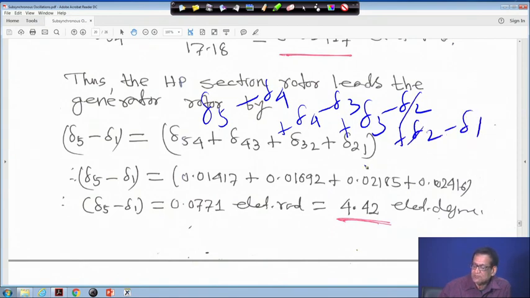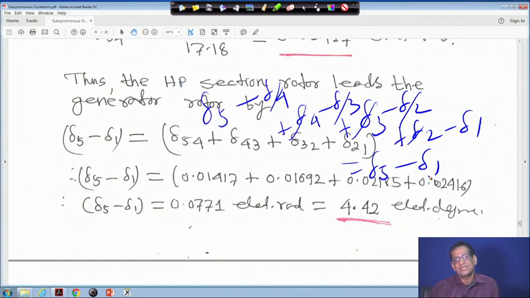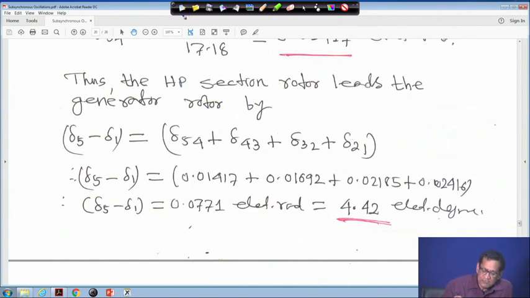So delta 2 will be cancelled, delta 3 will be cancelled, delta 4 will be cancelled. Finally, it will be delta 5 minus delta 1. That is what we are doing: you add all, and that is nothing but delta 5 minus delta 1. If you add all, you will get 0.0771 electrical radian, that is 4.42 electrical degrees. This is electrical degrees, converted to degrees, right.